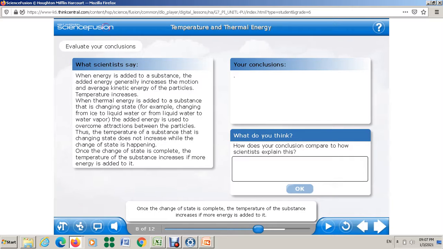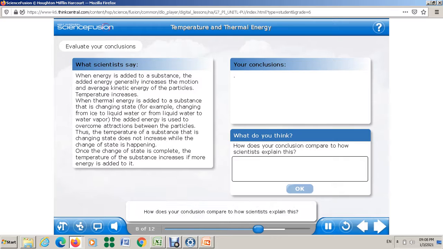So the added energy is used to overcome attraction, because when you add energy, they start to move more, so they start to be away from each other. The attraction between them will be less. Thus, during the change of state, the temperature will not change, it will be constant till all particles, for example, from ice are converted into liquid, and from liquid all of them are converted into gas. Once the change of state is complete, the temperature starts to go up, as we saw in the experiment. The temperature of the substance increases if more energy is added to it.